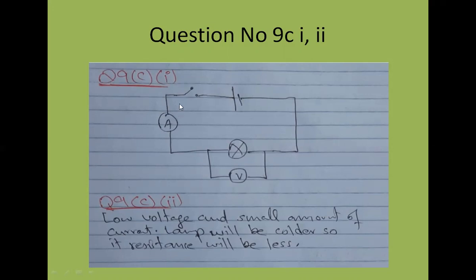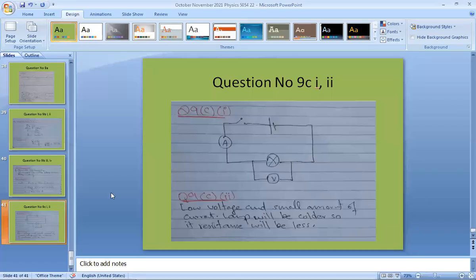And here you go. If you close it, you will note down the reading on the ammeter, and the reading on the voltmeter. You divide the voltmeter reading by the ammeter reading, and that will give you the resistance of this lamp. So this is the circuit which you have to draw. It's a 2 mark question.